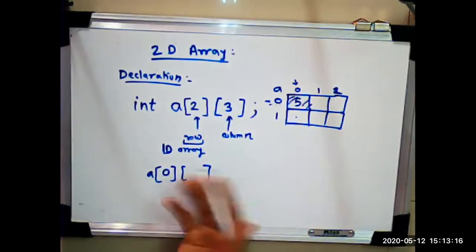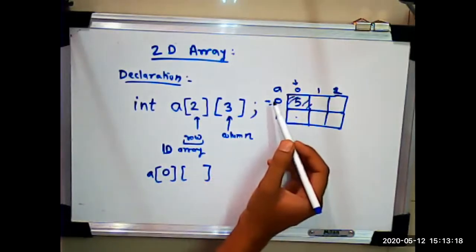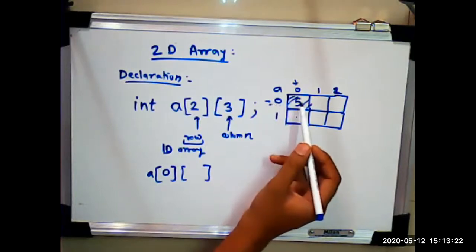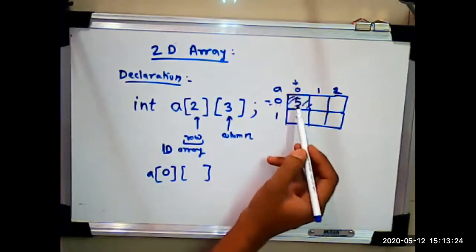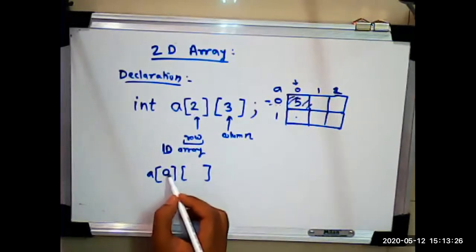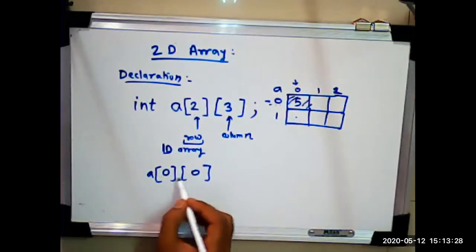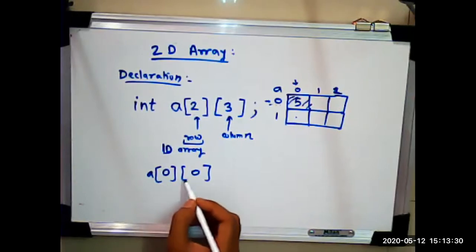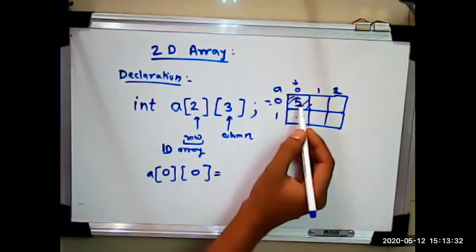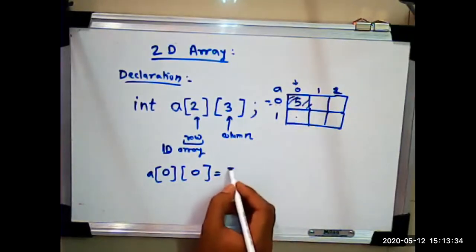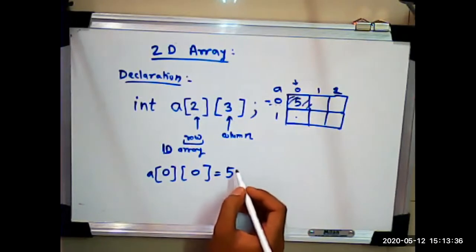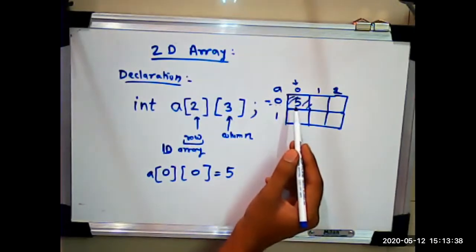It is 0 to 1 dimensional array, so that's why I am writing 0 here. Or in matrix format, you can say it is row number 0 and column number 0. So if you are accessing 0 0, it means that you are accessing this memory, and if you are assigning 5, then 5 gets assigned here itself.